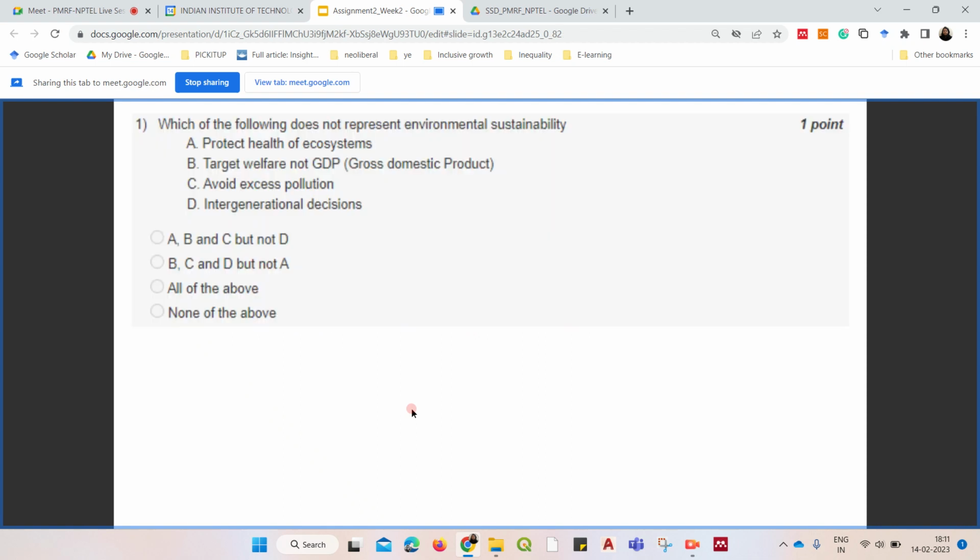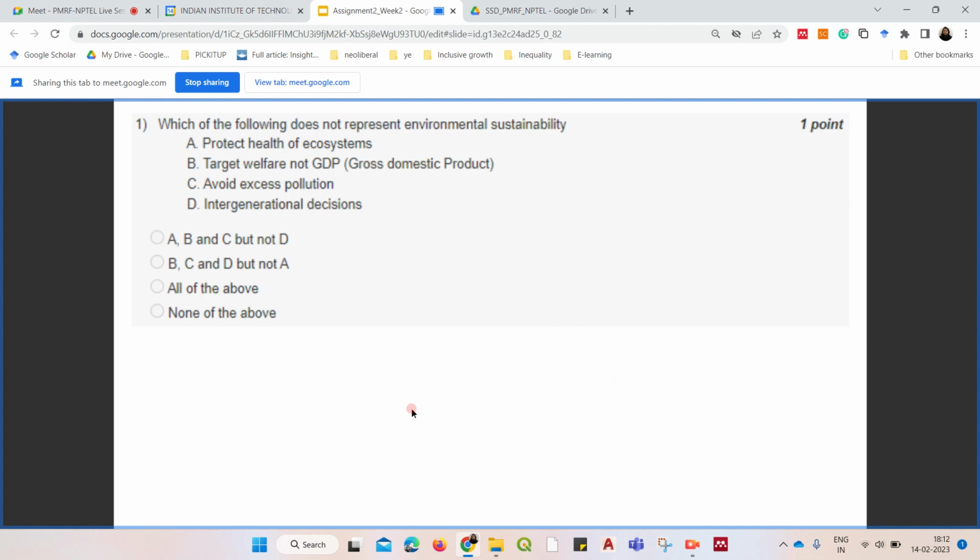So, first question for today is, which of the following does not represent environmental sustainability? And then you are given 4 choices. First is protect health of ecosystem, then targeting welfare, not just GDP. GDP is gross domestic product. And avoiding excess pollution, and then intergenerational decisions.